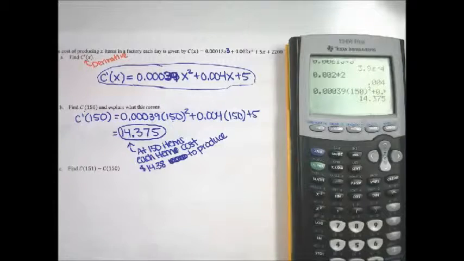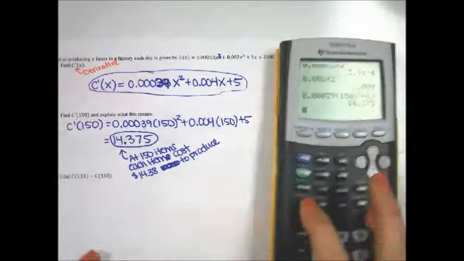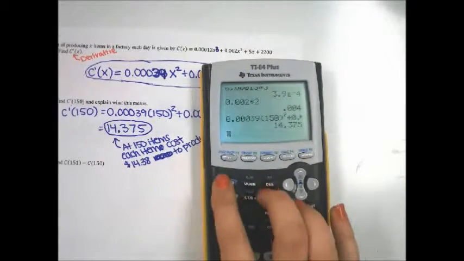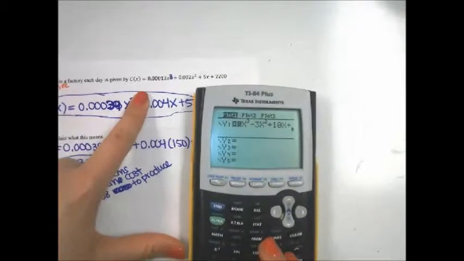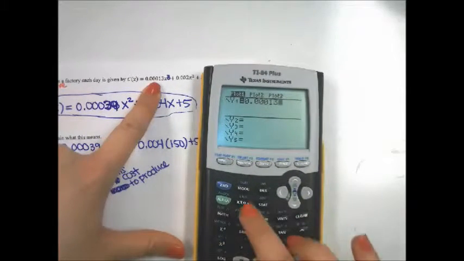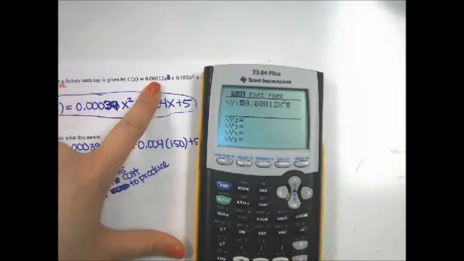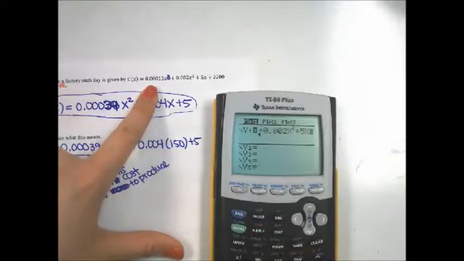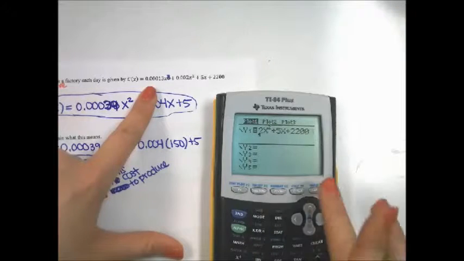At 150 items, each item costs $14.38 to produce. So if you wanted to go up one more item, it costs that much more. Graphically, the way we can figure this out is if we graph our original function, this one all the way up here, 0.00013x, I changed it to cubed, plus 0.002x squared, plus 5x, plus 200.